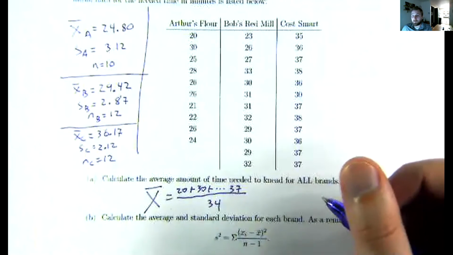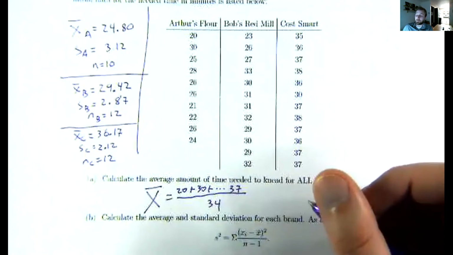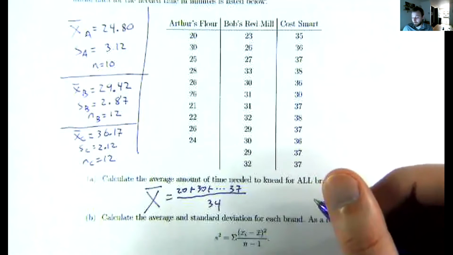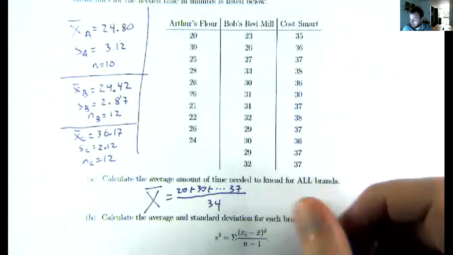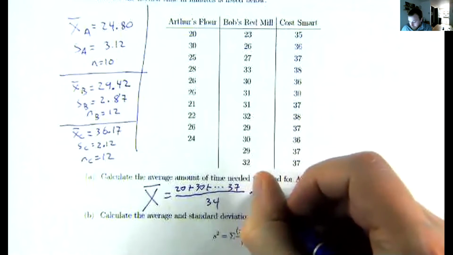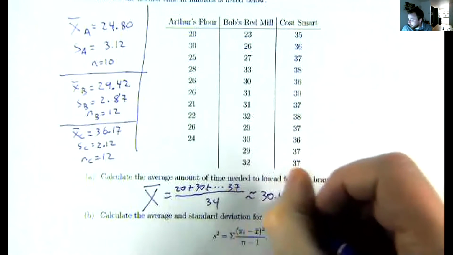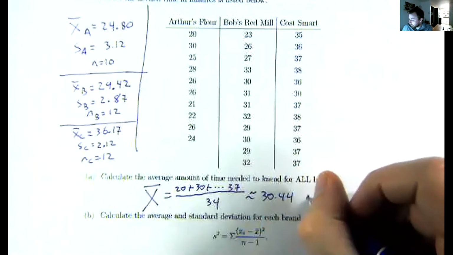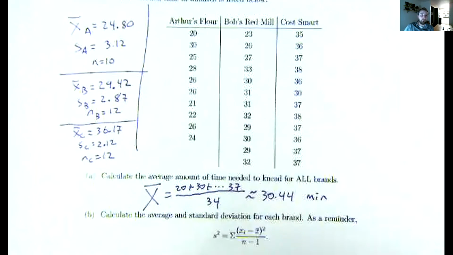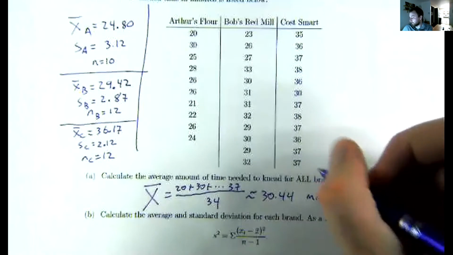Typing that in my calculator, and I cheated a little bit, I already have it typed in my calculator, so I just had to hit enter. I'll do so now. Great. I get approximately 30.44 minutes on average for everything. Units on all of these things equals minutes.